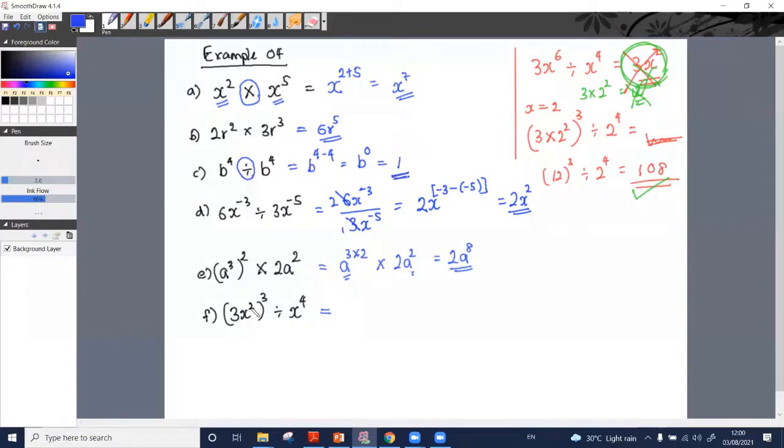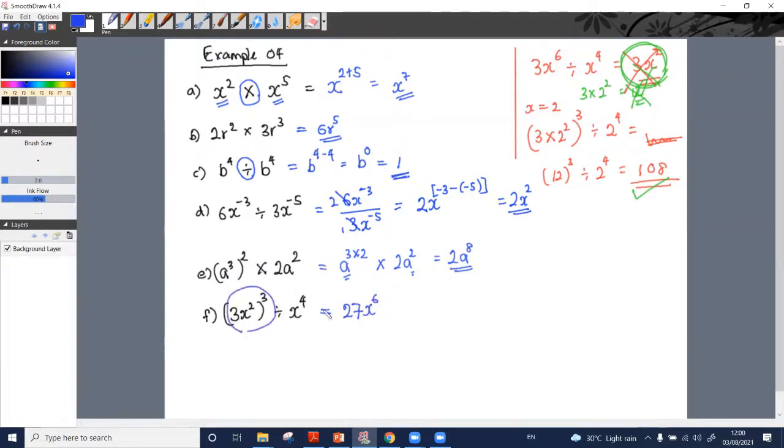It is not only x squared's power value. We need to consider the power value of this one as well, not only the x squared power value. It means 3 to the power 3, 3 into 3 into 3, that is 27. Here, x squared to the power 3, then it will be x to the power 6.